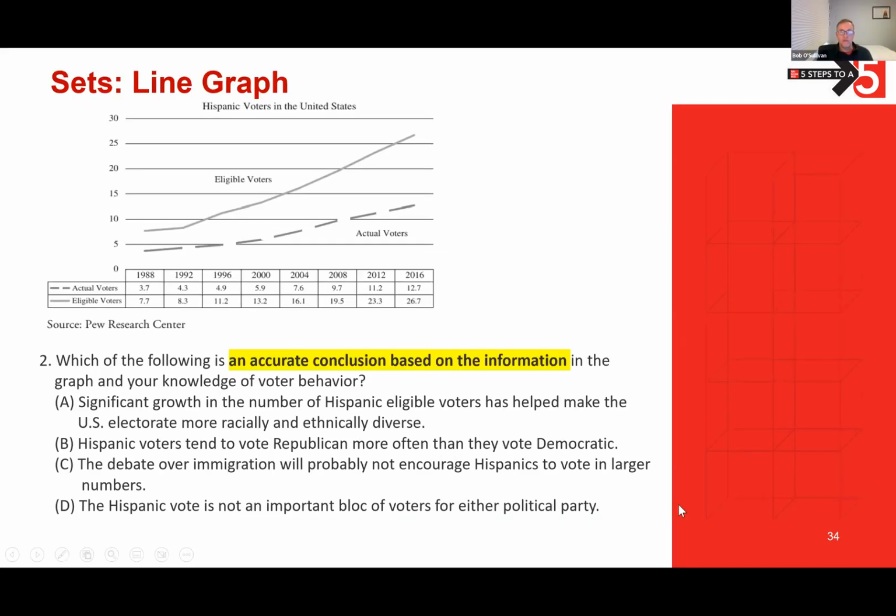Okay, here's a second question about that same graph. Now remember, the first one you had to get the information from the graph. This one asks you to draw a conclusion based on the information in the graph. So the graph isn't going to give you the answer, but you can look at it and draw a conclusion based on what you know about government and politics. Go ahead and look at that, read those.